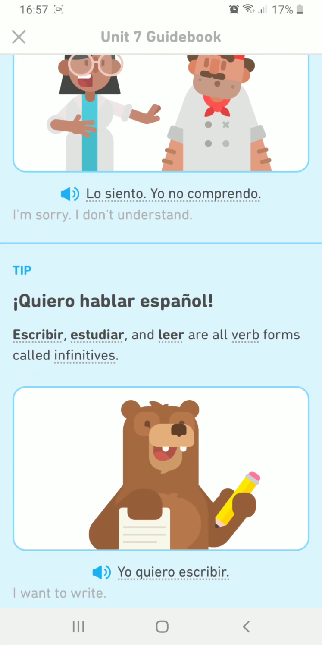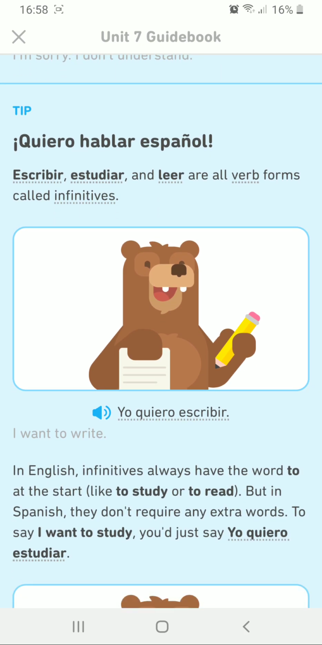So, quiero hablar español. I want to speak Spanish. Escribir, estudiar, and leer. So they all have different endings. So they are from different groups. I think leer is the first group. Estudiar is from the second group, and escribir is from the third group. All verbs like these are called infinitives. Infinitives, that's how you say, yeah, the verb which is in its basic form. Yo quiero escribir.